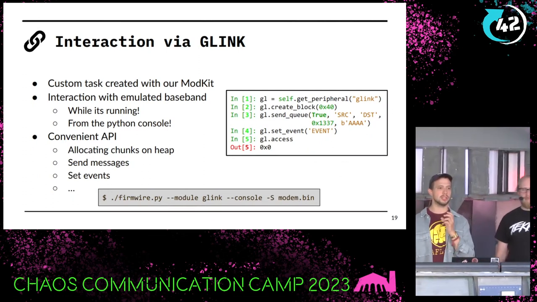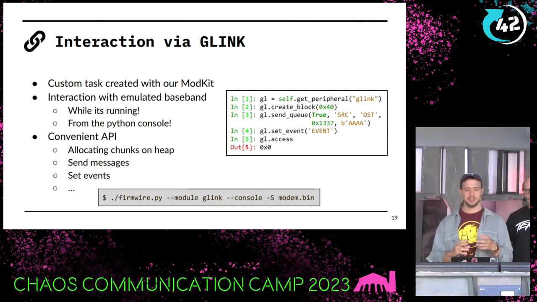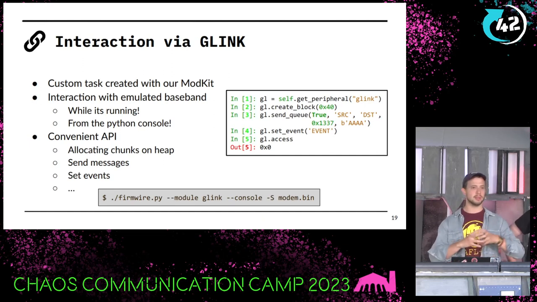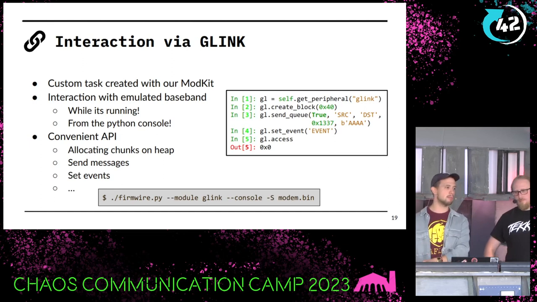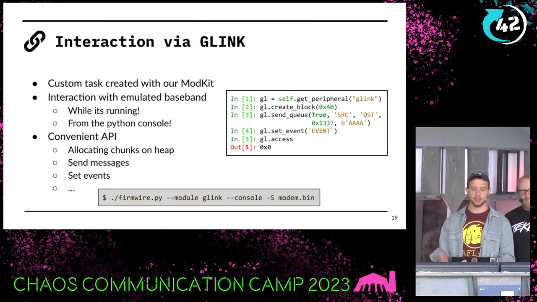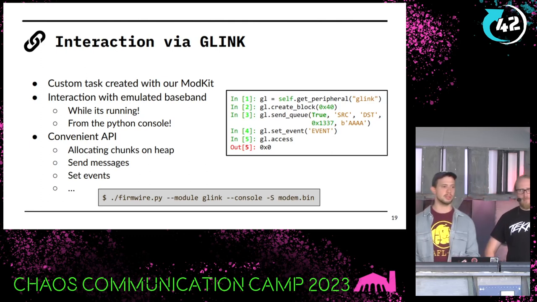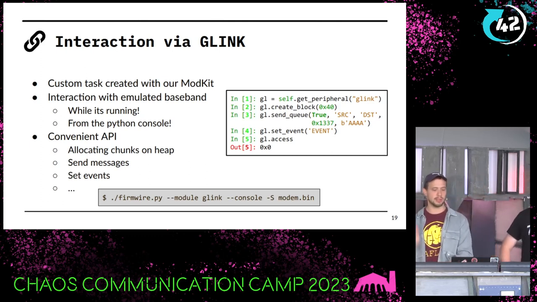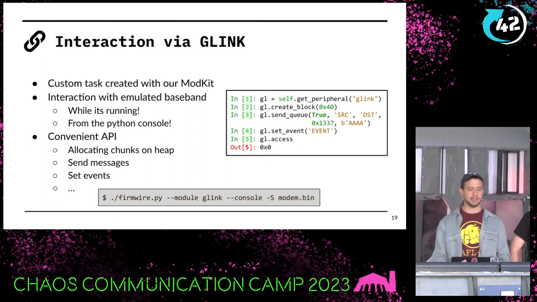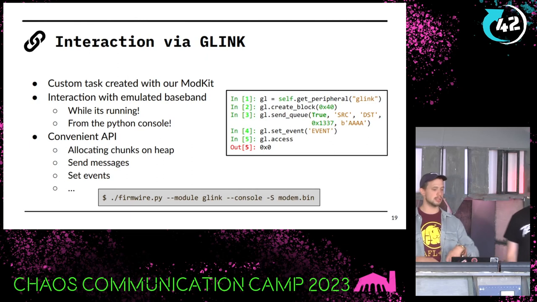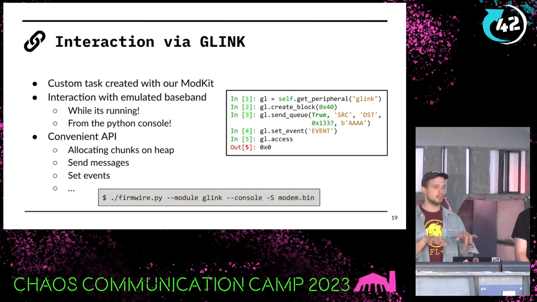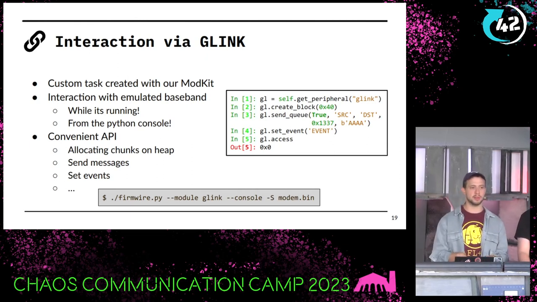Then you can call things on this G-link, so you can create blocks. You can basically allocate chunks of memory inside the baseband. You can send messages from inside the baseband to other tasks inside the baseband. You can set events, which is something internal to the baseband as well, like, hey, there's something happening. And then you can also get values out. So you don't need to recompile your task and re-inject it every time. You can play around with it from a Python Jupyter console, which is really handy.